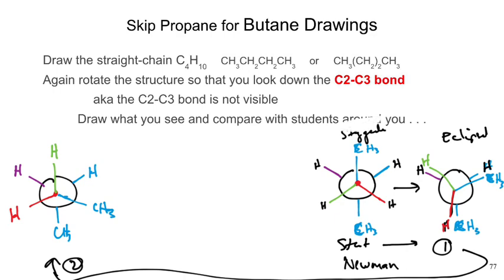Is this staggered different from the first staggered? No, it's not. They're identical, right? We can't tell a difference. Add our carbon atoms back on. We started staggered, yeah? We did a rotation, it became eclipsed. And then we became staggered again.